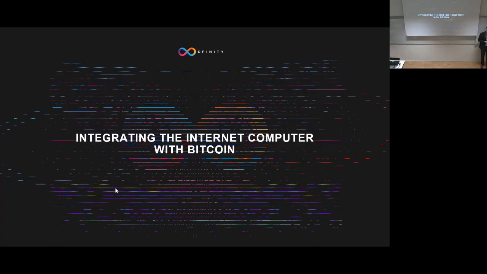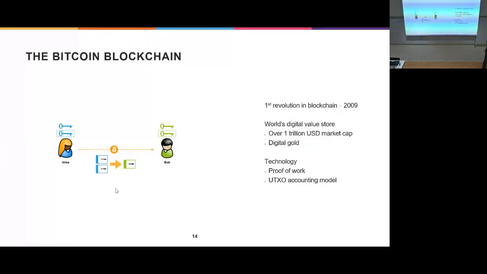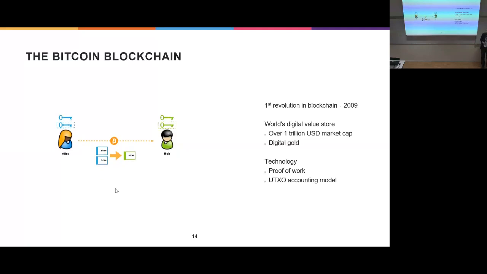Let's next talk about the integration with Bitcoin, still at a high level. Bitcoin, the world's digital value store, digital gold. Bitcoin is based on the UTXO accounting model. It means transactions generate UTXOs, unspent transaction outputs. Those can get consumed in new transactions once, and create new transaction outputs. A UTXO is essentially a coin.